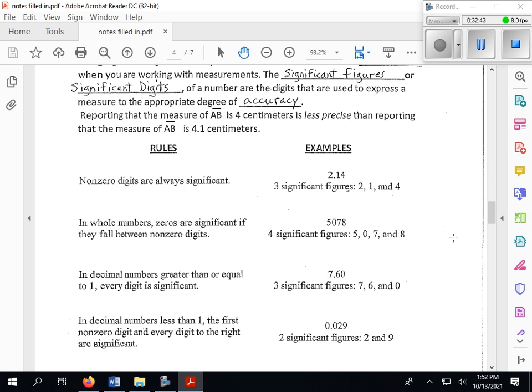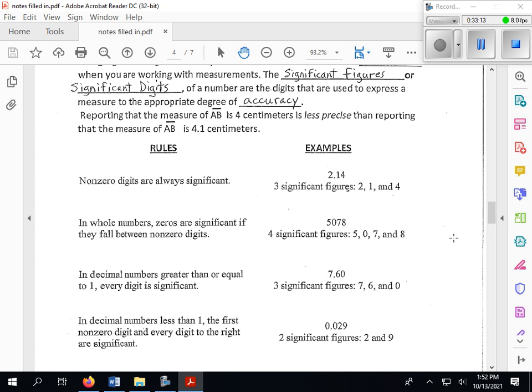Reporting that the measurement of segment AB is 4 centimeters. So if I tell you AB is 4 centimeters, do we know for sure that that's exactly right? We actually know that it's not exactly right because nobody can measure exactly. So saying something is 4 centimeters is less precise than telling that same segment AB is 4.1 centimeters.